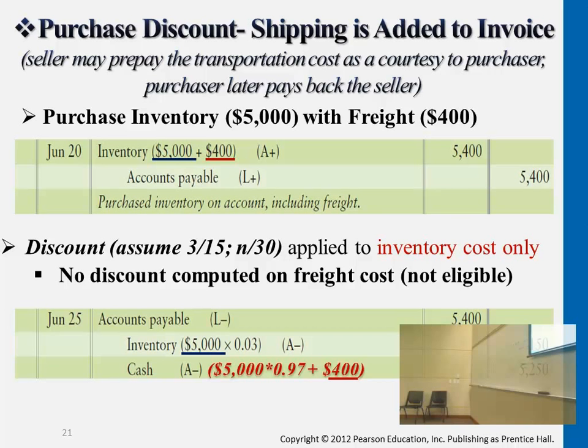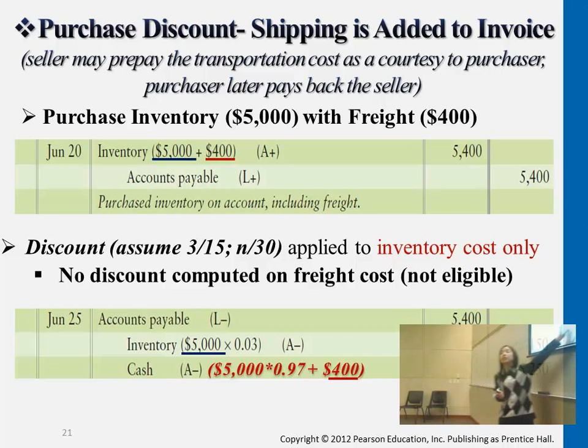Okay, again, this slide here shows the case that if I'm the company purchasing $5,000 worth of inventory from a seller, and I'm not dealing with FedEx or UPS separately with that $400 worth of freight charge, the seller paid it for me in advance. So I'm just now paying the $5,000 plus the $400 freight charge together to the seller as a package.